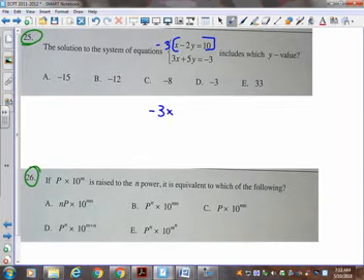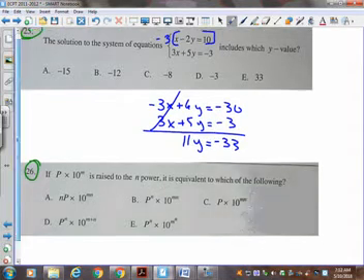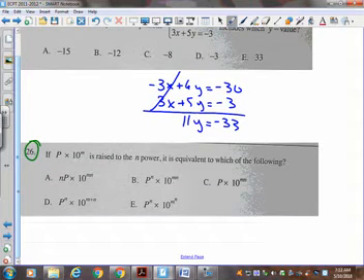So negative 3x plus 6y equals negative 30. And 3x plus 5y equals negative 3. And these drop out, giving you 11y equals negative 33, and then it's obvious it divides to make negative 3. Is there an easier way? Yeah, that is the easiest way. The only other thing you could do is graph it, and without graph paper, that wouldn't work very well. Yeah, that's the other way that a lot of students do. A lot of students try to make the y's drop out.